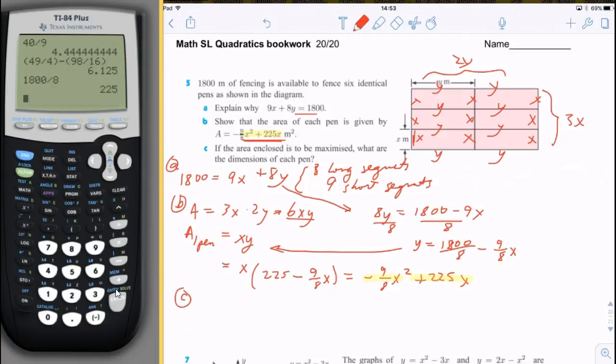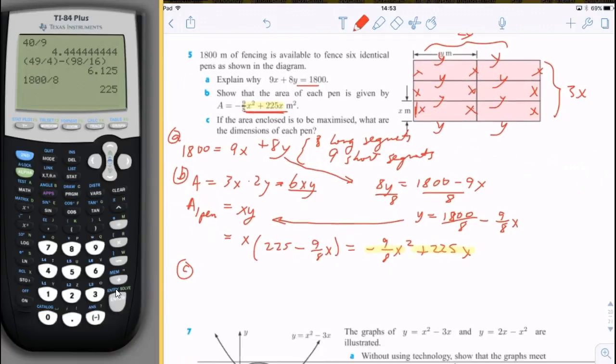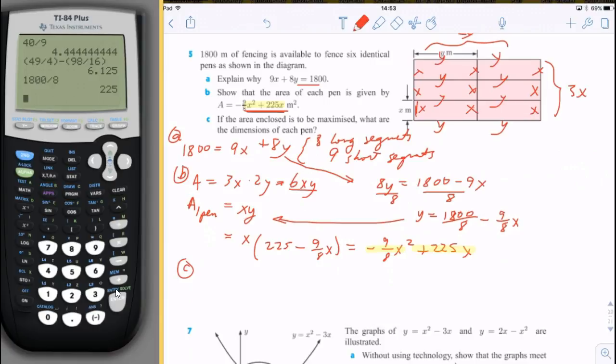C. If the area enclosed is to be maximized, what are the dimensions of each pen? So now what we just need to do is graph this area equation here and then see where the maximum point is. So we're going to put here the equation we have here, negative 9/8 x squared plus 225x. Then we're going to graph it. Okay, we don't see the vertex, so let's try zoom fit.